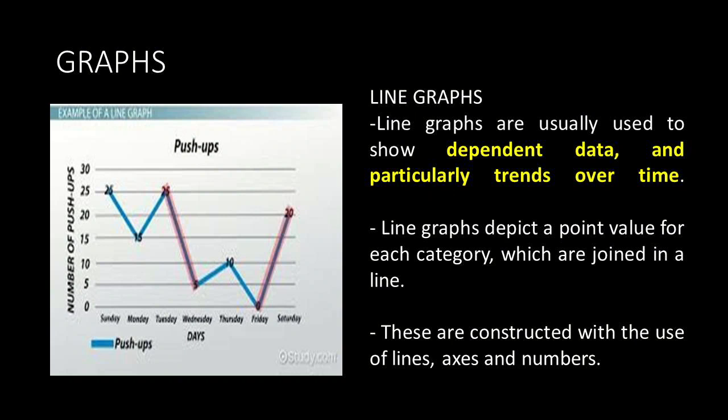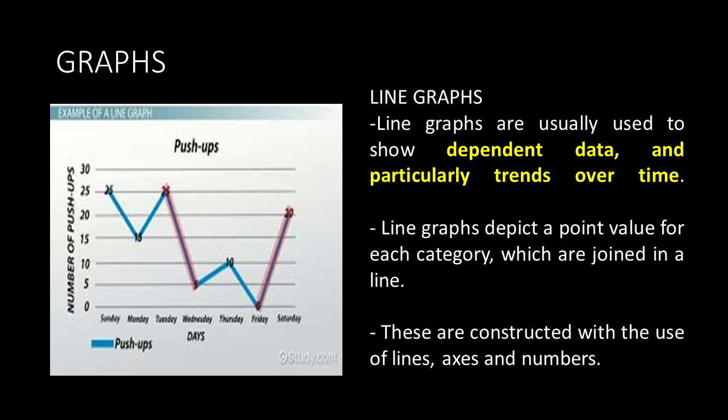In the example, you can see that yes, there are still categories as found in the x-axis, the days of the week, and a numerical scale to the left or in the y-axis from 0 until 30. But instead of assigning bars, we have assigned lines to connect the dots. What do these lines imply?